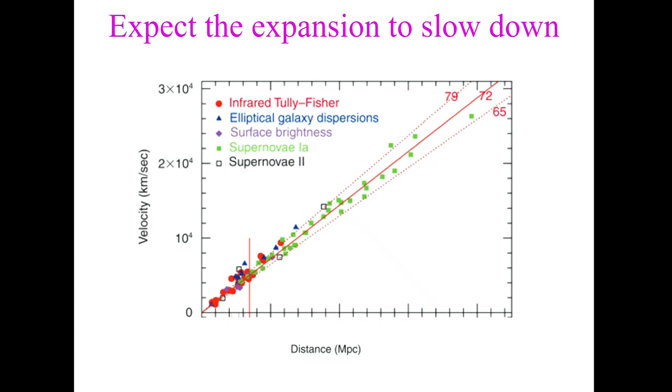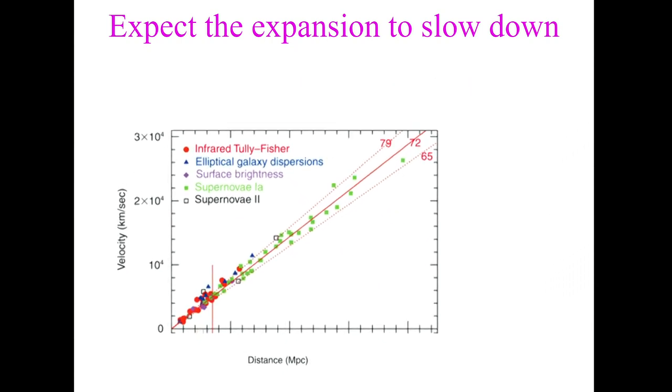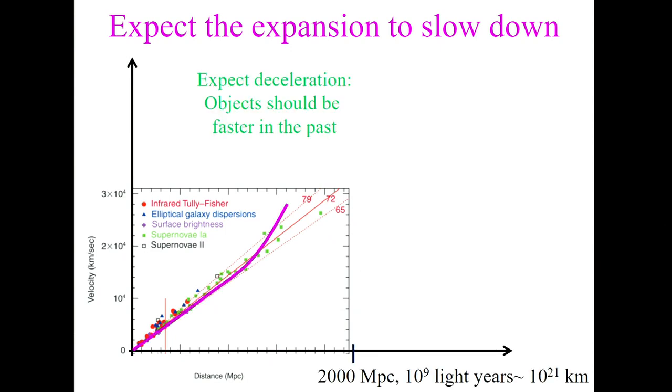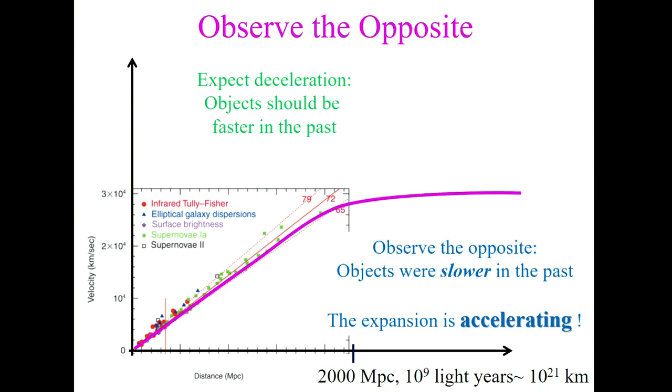So if this is what we see at the moment, it roughly looks like a straight line, if you believe that. But if you look at much larger distances, you would expect, if we had a deceleration, if the expansion is slowing down, that objects much further away from us would move faster, because today the expansion would not be as fast as what it has been in the past. So that's what we would naively have expected, but what we actually observe is quite the opposite.